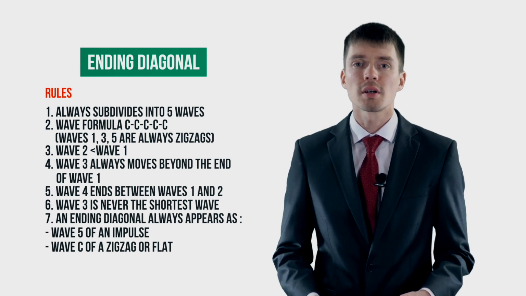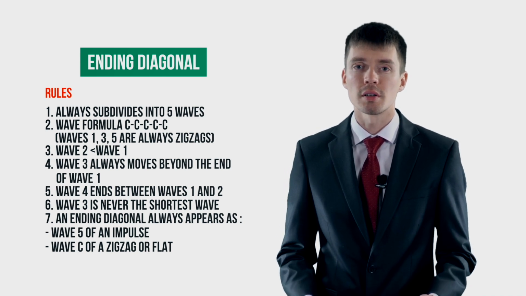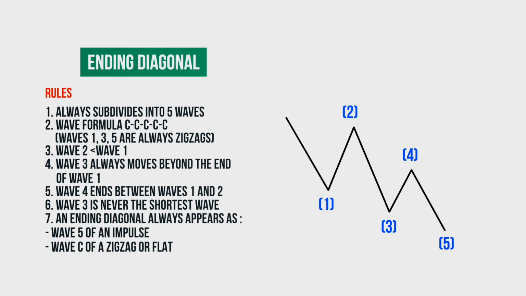Now let's see how these rules are executed for the descending pattern. The descending ending diagonal also consists of 5 subwaves. The wave formula is exactly the same, that is, it consists of 5 waves formed in the corrective mode. And the first, third, and fifth waves are always zigzags. Wave 2 of the ending diagonal is always shorter than wave 1. Wave 3 always goes beyond the end of wave 1. The fourth wave ends in the area between the ends of waves 1 and 2, and the fifth wave can be either truncated or not.